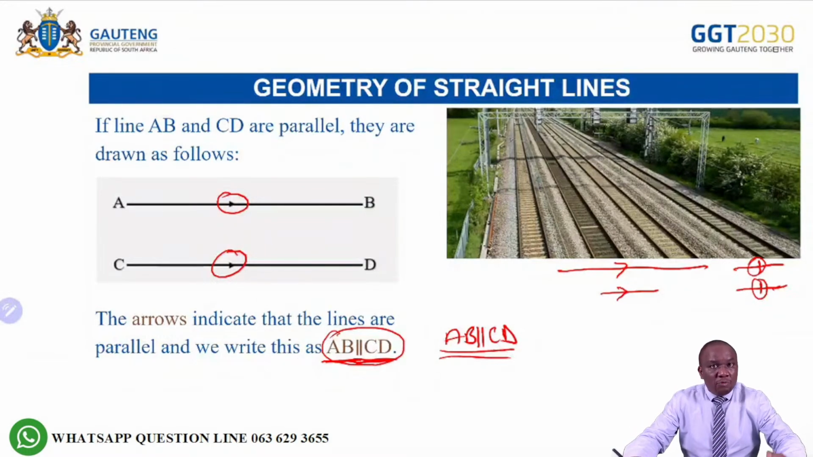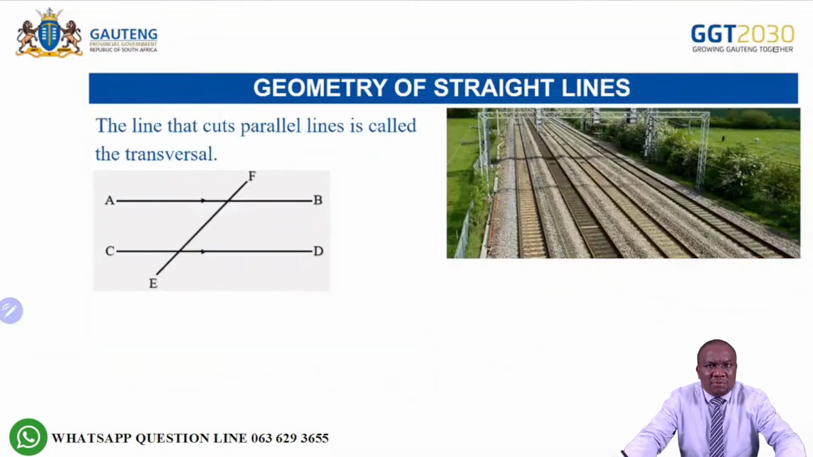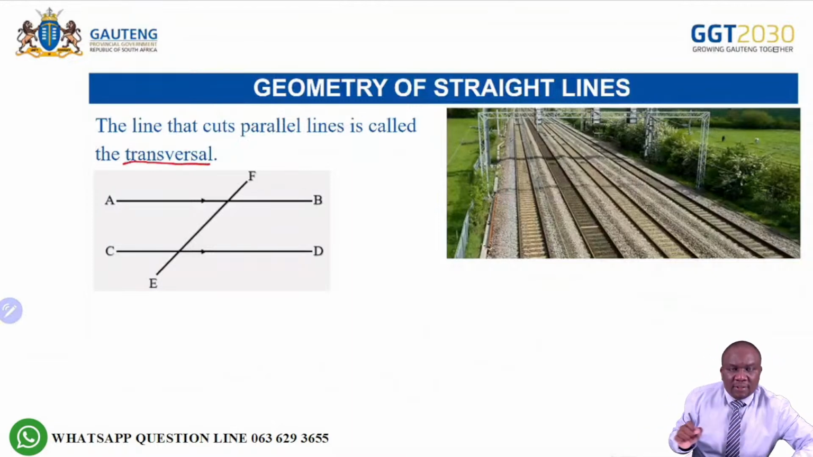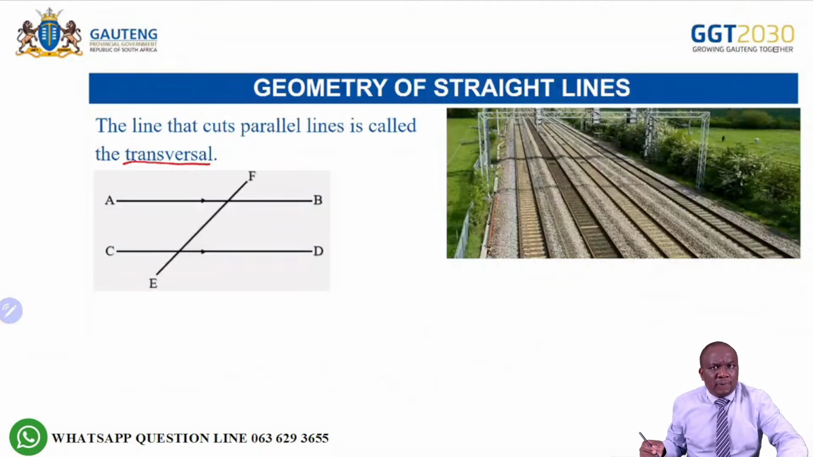Right. And then we have another special line when it comes to parallel lines. Otherwise, we may not talk about these angles corresponding, alternate, co-interior, if this line is not there. Which line do you think I'm talking of? The transversal. Okay? Right, transversal. I didn't give you time to write notes.